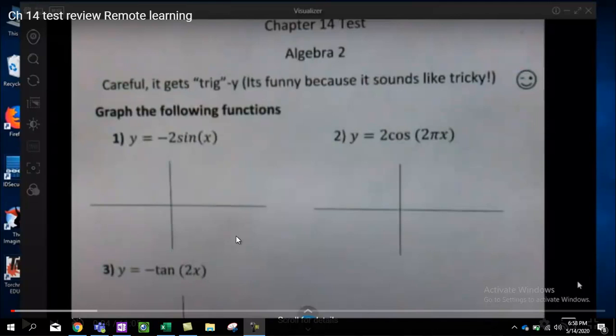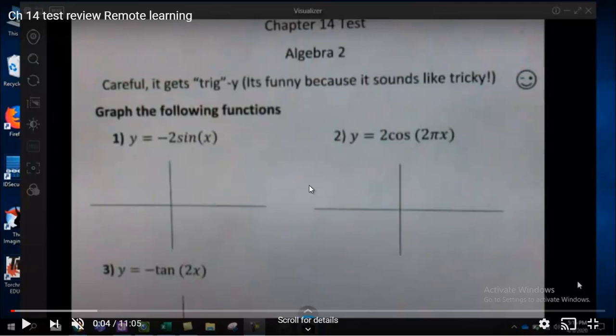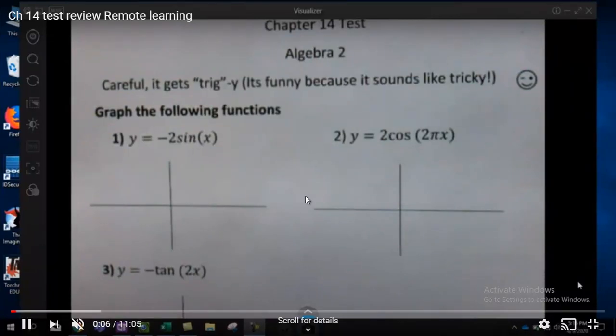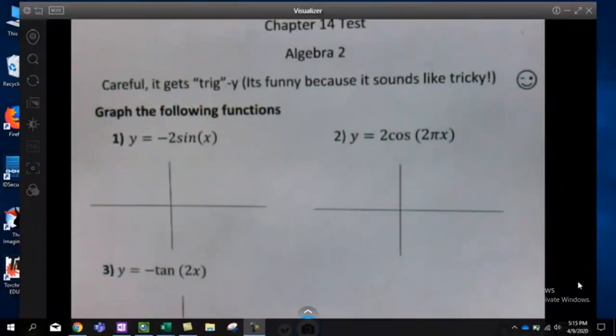Hey guys, so this is me re-recording the audio to our test review. I guess I didn't do a good job with the audio before. That happens when I'm writing on the side to the computer. So I'm just going to kind of give you guys the directions as we go. I'm just going to do this as I'm writing, and I'll let you know what I'm thinking here.